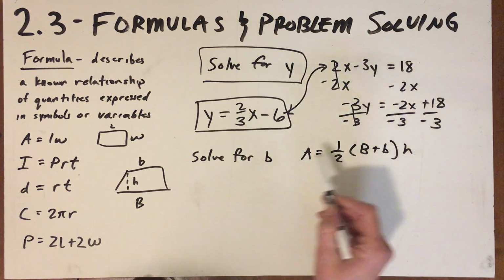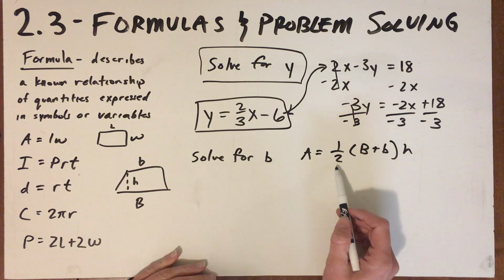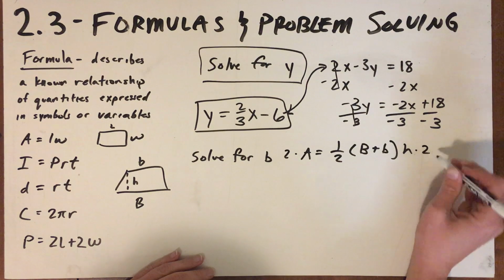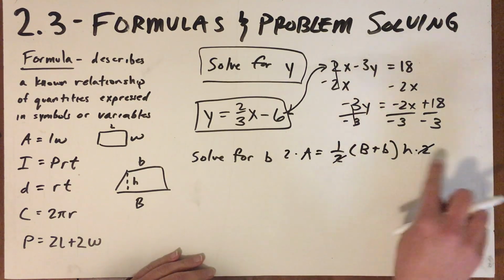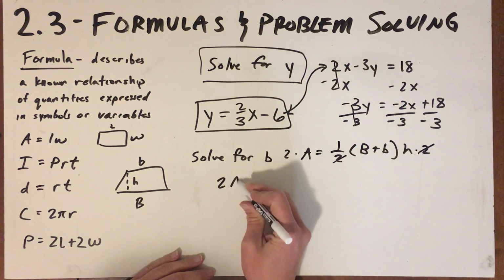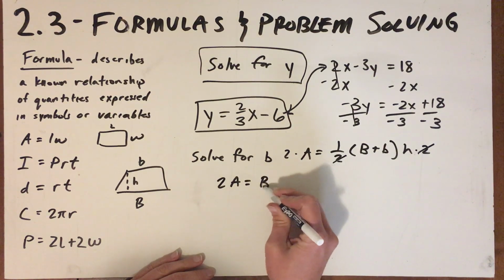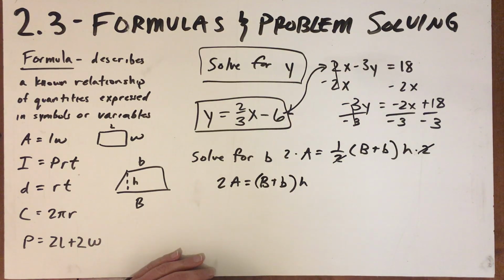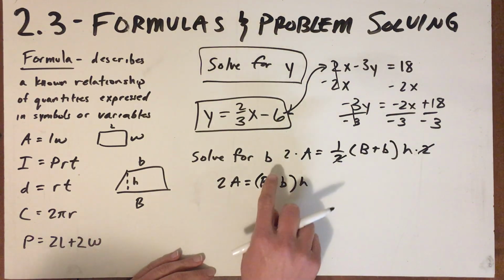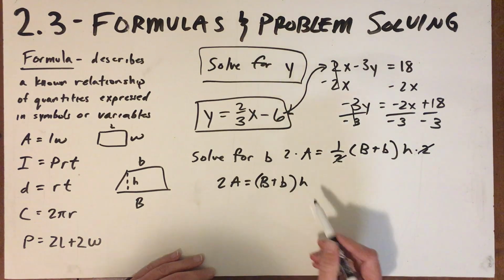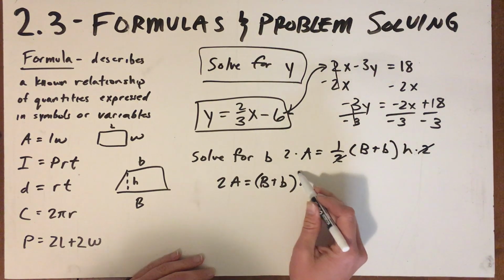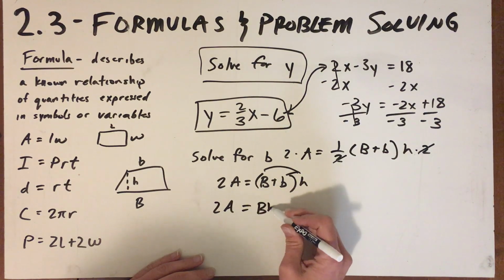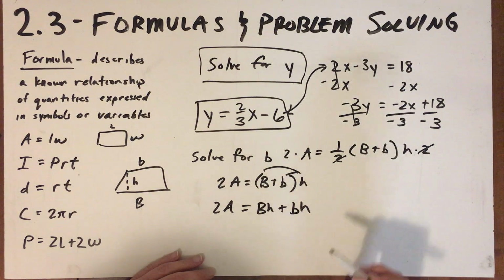Well, the first thing here is I have a denominator, so I'm going to multiply both sides of this equation by 2. When I do that, this 2 will cancel over here, so I will have 2a is equal to big B plus little b, times h. Well, I'm still trying to figure out how to get to little b, but I need to perform all the operations that I can, so I'm going to distribute here. So I'm going to get 2a is equal to big B h plus little b h.